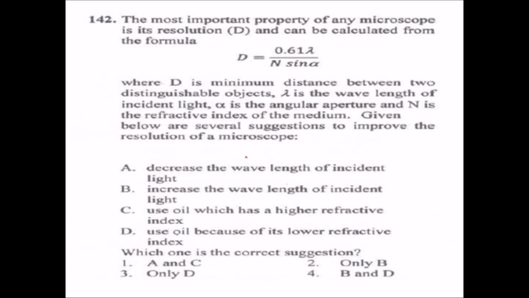We know that we use oil to improve the resolution of the microscope, and we also decrease the wavelength of incident light so that the resolution will increase. So what will be the answer? It will be to decrease the wavelength of incident light, as well as to use the oil which has a high refractive index. So the answer will be number 1.